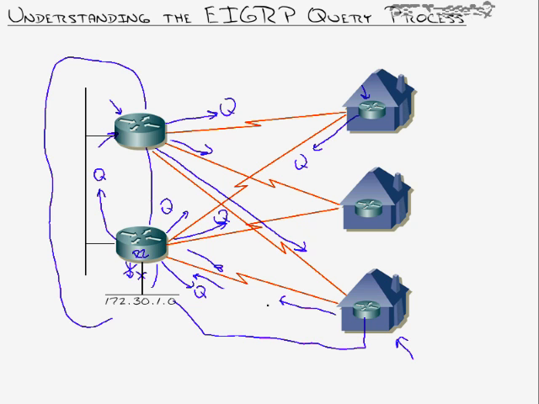This router would respond and say, yes, I do have a backup path to that. And router 2 would go, oh, great, I've got a backup path, but I'm not going to use it until I hear back from all of these neighbors. Okay. It will wait, by default, 3 minutes to hear back from all the queries.